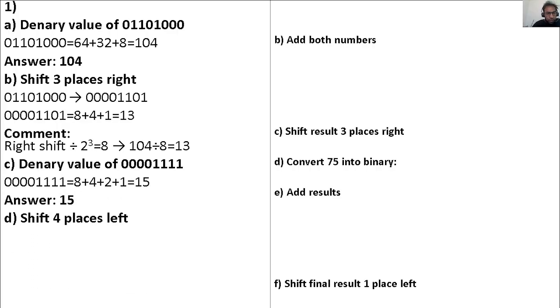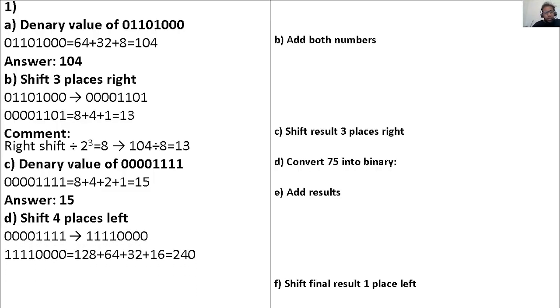And there's another question, the denary value of this. We have to use this method. If you want to study denary in detail, you have to go to lecture 1 and lecture 2. Let's say we have to shift 4 places left.